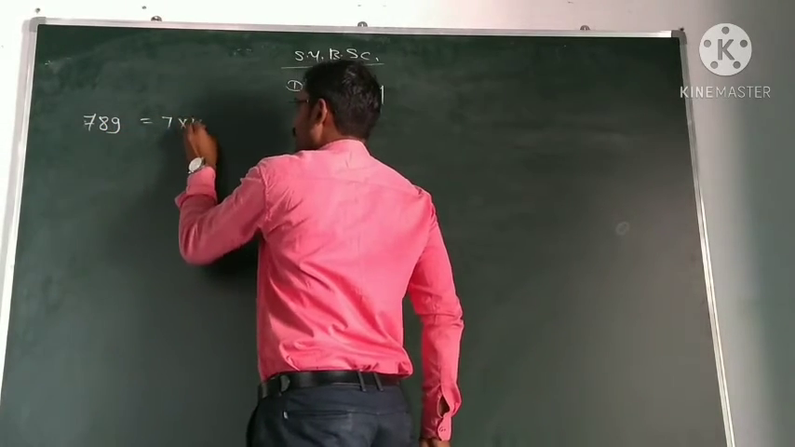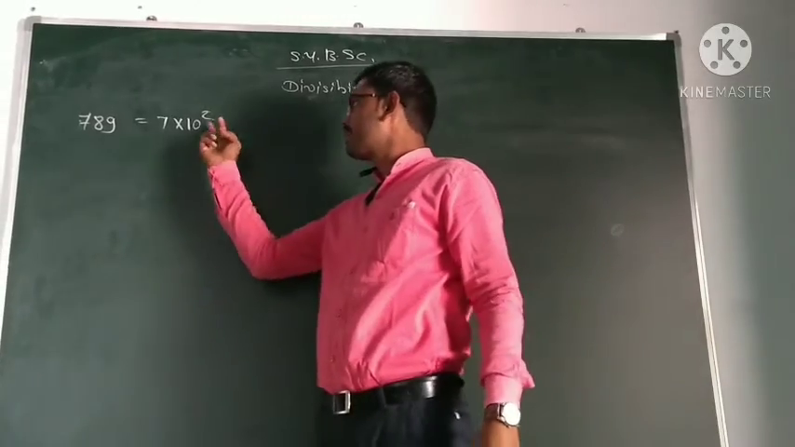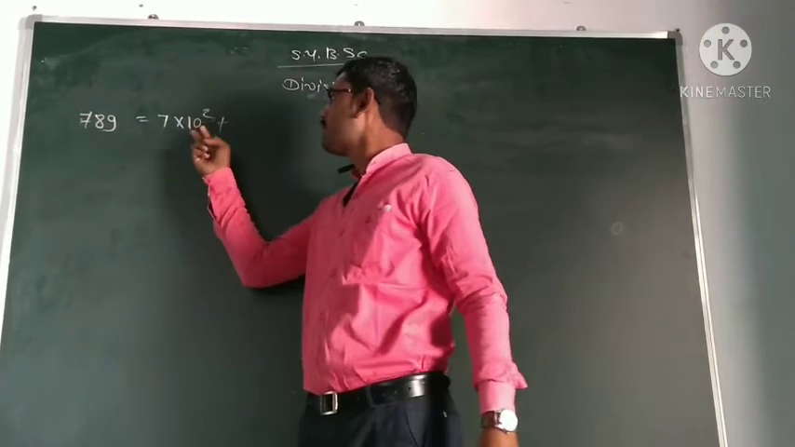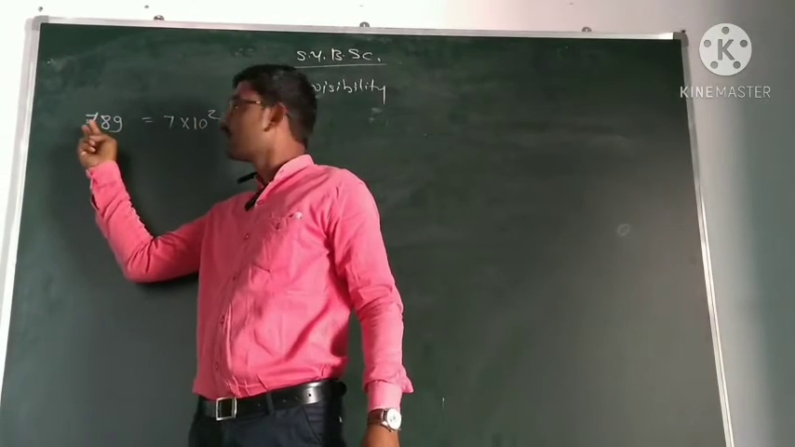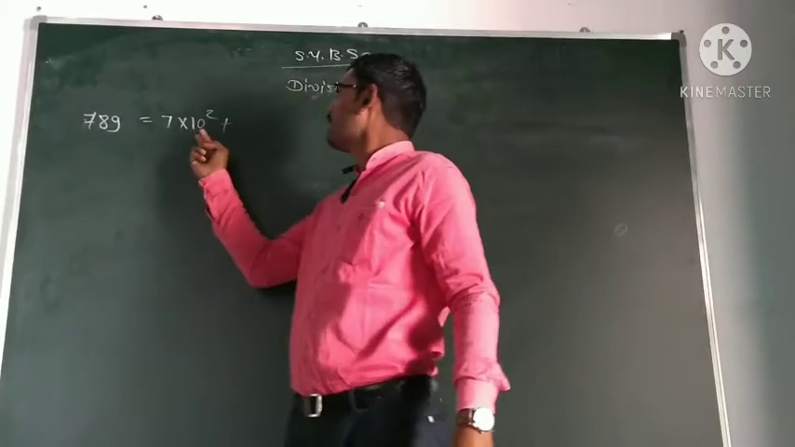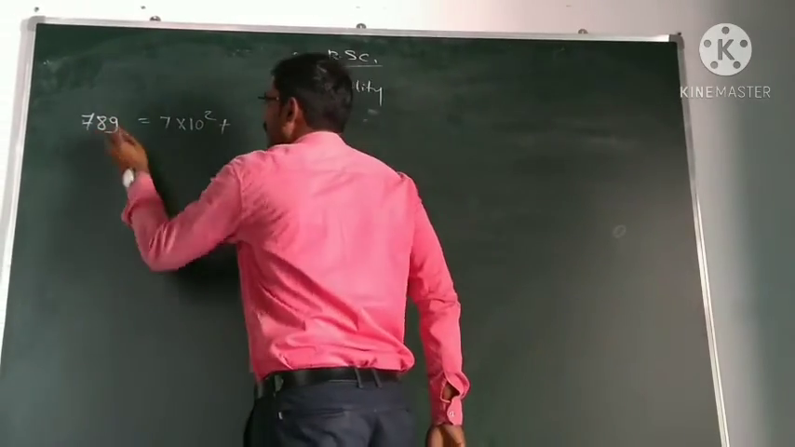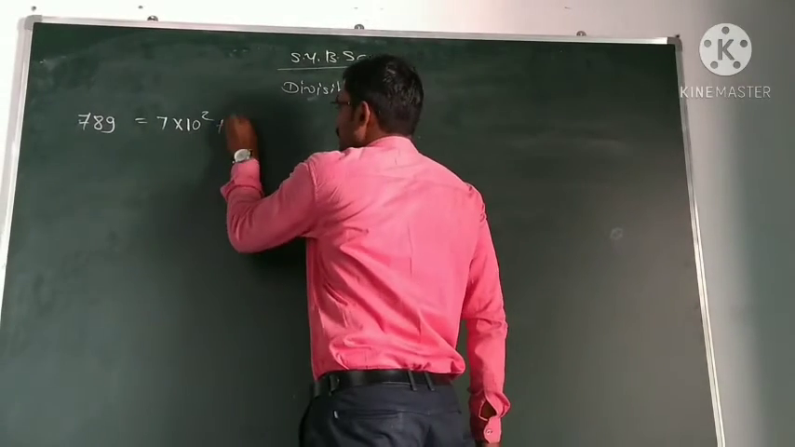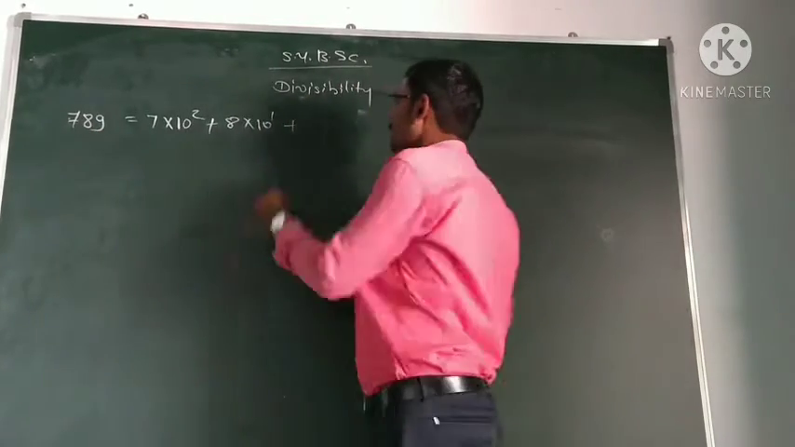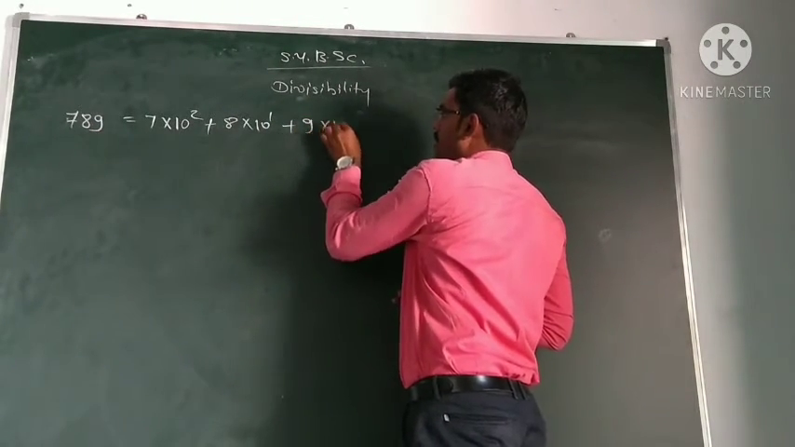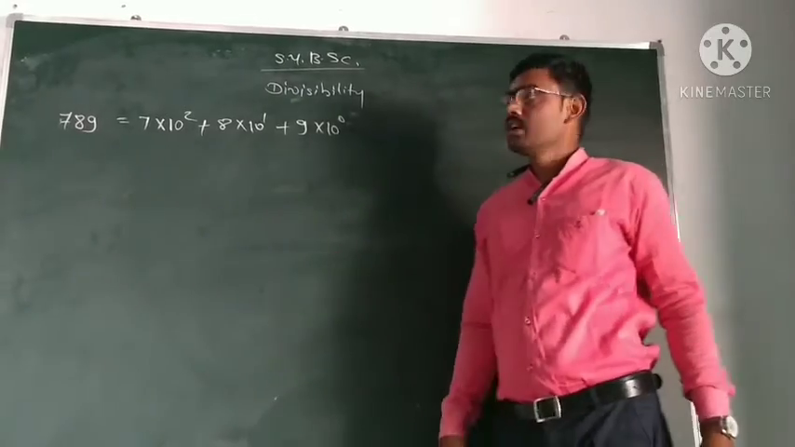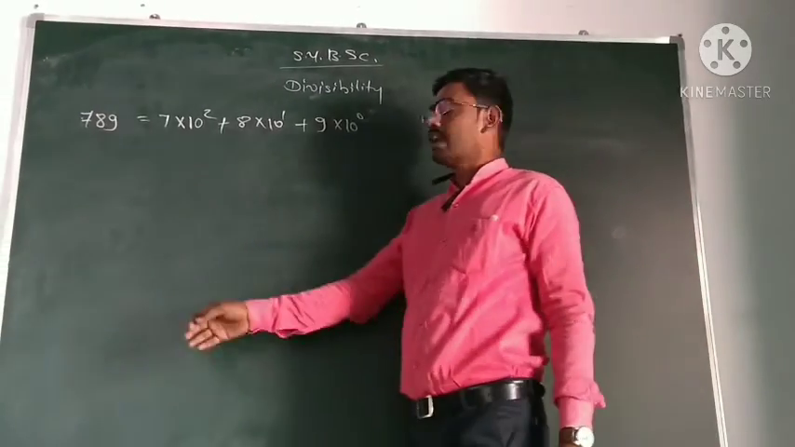7 into 10 to the power 2, so 100 into 7 is 700, because 9 is at the unit place, 8 is at the 10's place, and 7 is at the 100's place. Then 8 is at the 10's place, so 8 into 10 to the power 1, plus 9 is at the unit place, so 9 as it is, or we can write 9 into 10 to the power 0, because 10 to the power 0 means 1. This is the decimal representation of any integer or natural number.